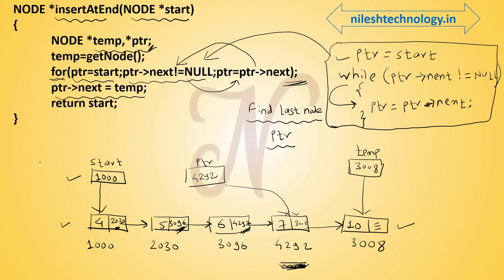See here, what is my start? Start is pointing to the first node, which has the value 4. So 4 is connected to 5, connected to 6, connected to 7, connected to 10. This linked list is accessed by using the start pointer. In this way, we connect or append the new node to the current linked list.